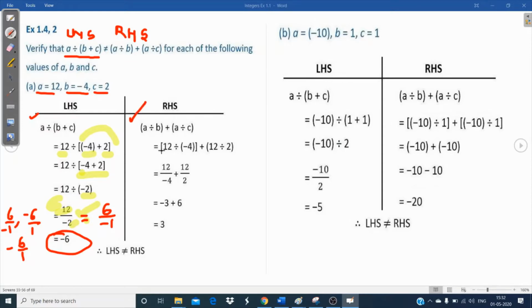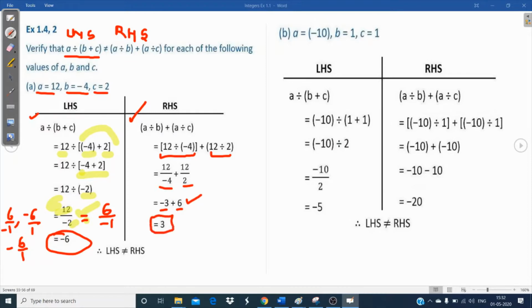Again we have substituted the value. Now we have to solve the bracket first. So 12 divided by -4. Now plus sign, 12 divided by 2. Now when we resolve this, 4 ones are 4, 4 threes are 12, and minus sign. So what will we get? -3. Plus sign as it is, 2 ones are 2, 2 sixes are 12. So what will we get? 6 here. Now minus plus minus, the sign will be of the bigger number. So what will we get?